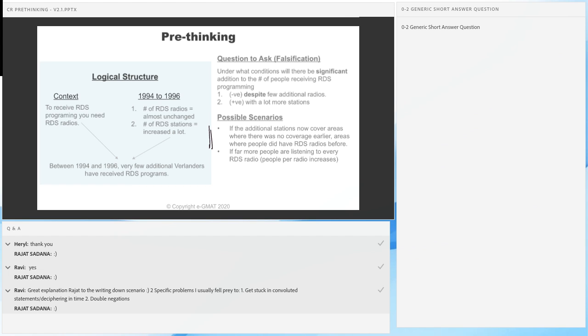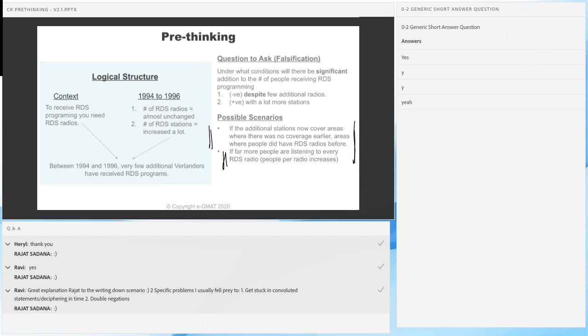If you have these new stations where people had the radio but no coverage, and if you start putting these radios in Starbucks, so the number of people per radio goes up, or if the variety of programming improves so that even in a certain house, more than one person is listening to those radios. Can you see both these scenarios break my conclusion down? Yes, no. Both these scenarios break my conclusion down.